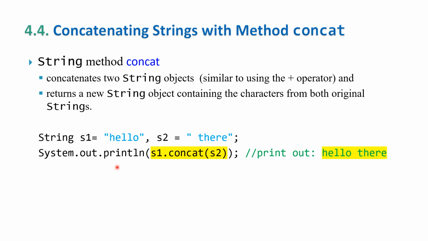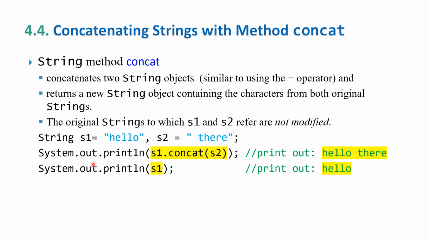Note that the original strings to which s1 and s2 refer are not modified. You can test this by displaying the value of string s1 after calling the method concat on s1 and see that the content of s1 is still the same as its content before concatenation.